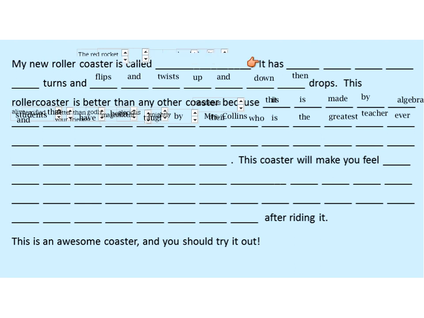My new roller coaster is called the Red Rocket. It has giant, swirly, head-chucking, terrifying turns and flips and twists up and down, and then it drops. This roller coaster is better than any other coaster because this is made by algebra students. Yes, that's right, you, that have been taught by Mrs. Collins, who is the greatest teacher ever. Disclaimer, I did not write that. This coaster will make you feel nauseous, alive, terrified, better than your friends. It's godly, magnificent, glorious, and nightly after riding it. This is an awesome coaster, and you should all try it out.